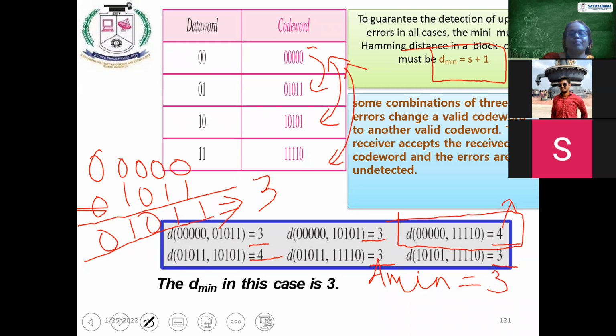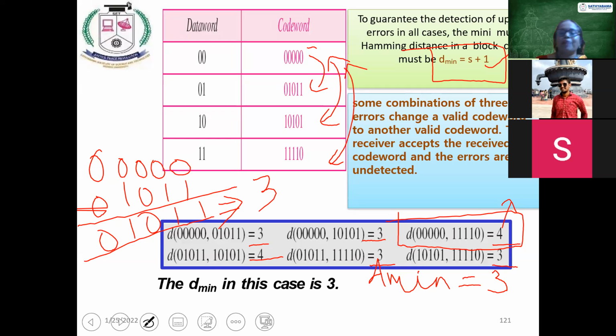D minimum is 3. So tell me, what is the value of S? What is the formula for D minimum? Yes, very good, Soumyadeep. S equals 2. D minimum equals S plus 1. S value will be 2. Kindly take down the formula. What is S? S means that up to S errors it will detect.